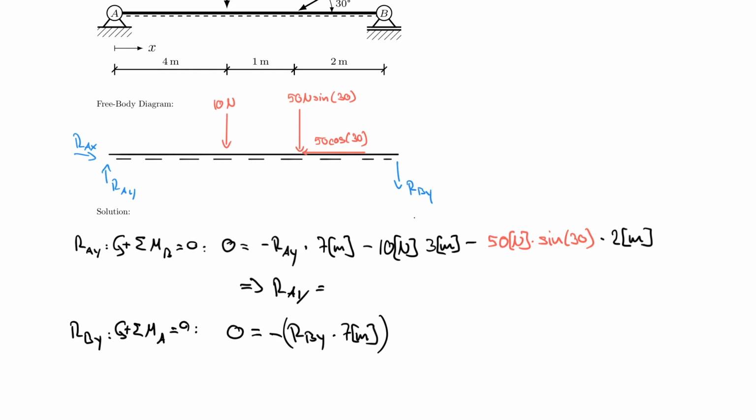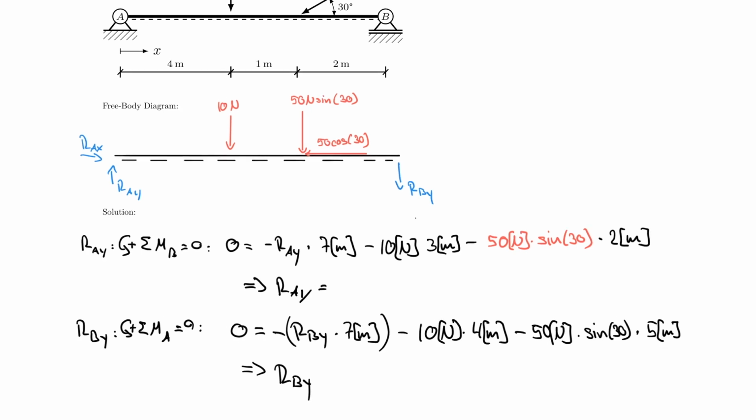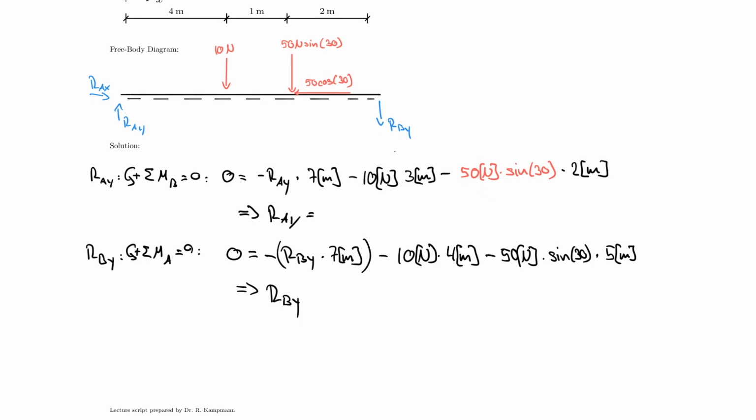So negative, and if you wanted to put in parentheses to understand it's a rotation, then that is fine. And now I can use my other two forces. Let's start from the left. So minus 10 Newton multiplied by 4 meters, because I'm turning about A, and minus 50 Newton multiplied by sine 30 multiplied by 5 meters. And you can calculate what that comes out to be, RBY. And then, of course, don't forget to check these, right? So you would run a check.